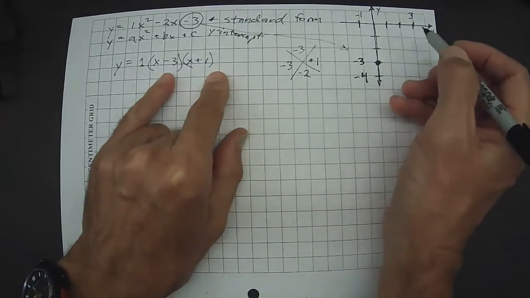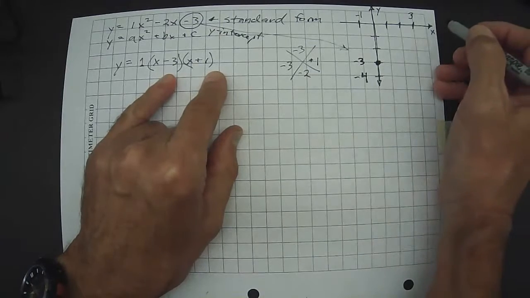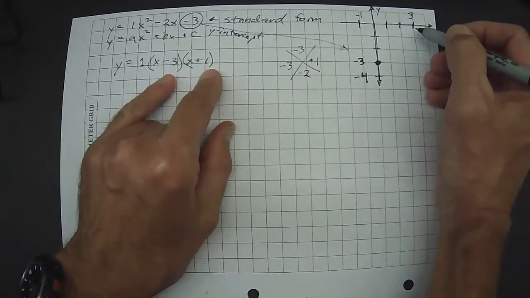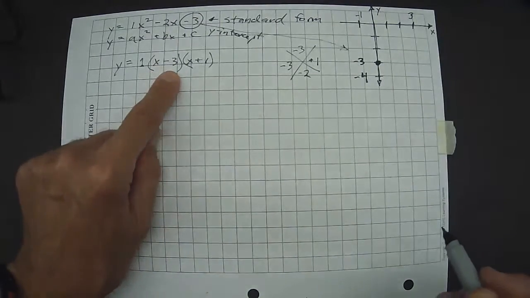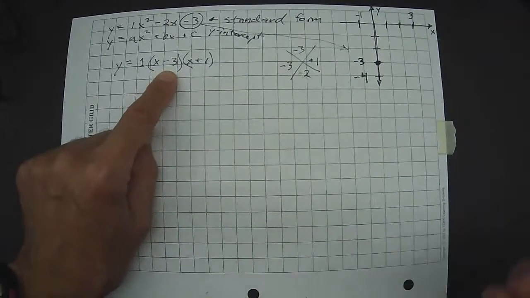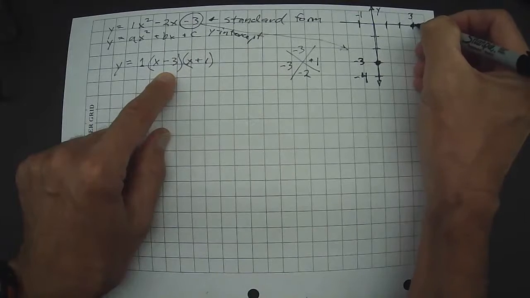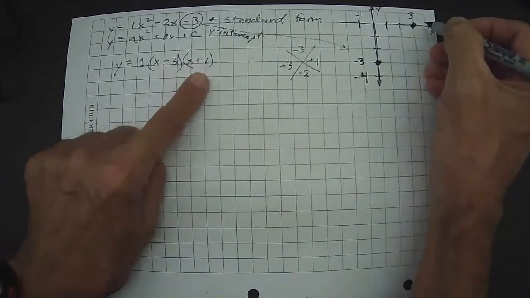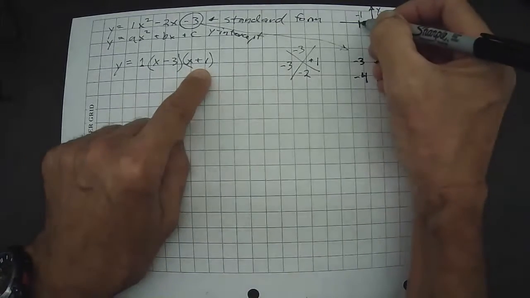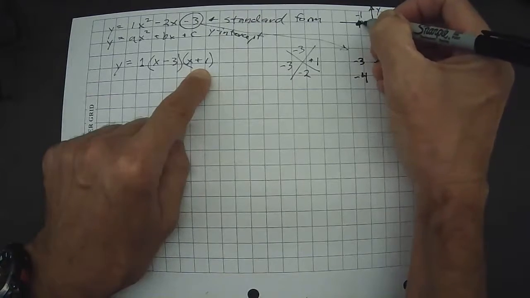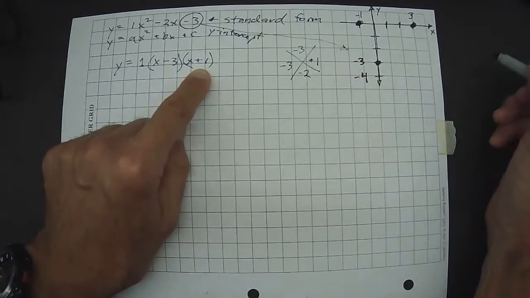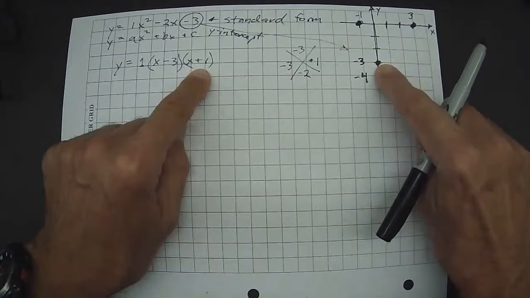Now, the roots means that this is where the graph crosses the x-axis. So here, the first one is a minus, so it's actually the opposite sign. -3 means I'm going to put a big fat dot at +3 on the x-axis. +1 means I'm going to put a dot at -1 on the x-axis. So now we've got 3 points of our parabola.